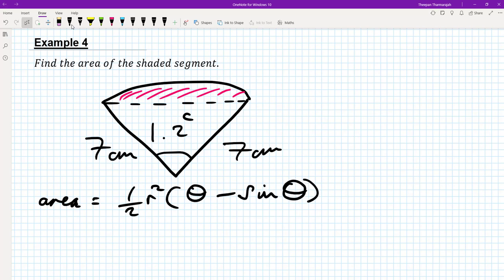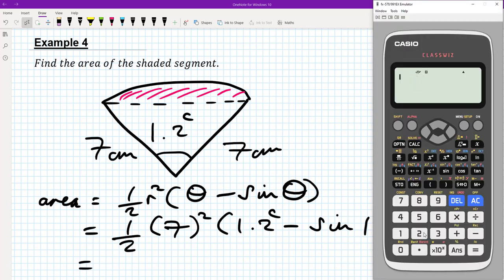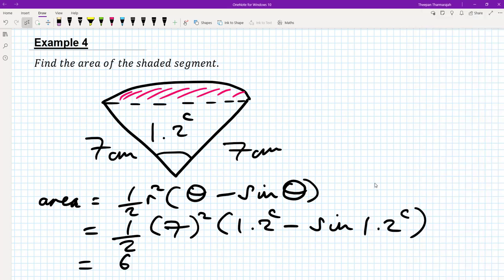So in our case, we can say half times the radius is 7, so it's 7 squared times 1.2 minus sine 1.2. Please make sure you're in radians mode in the calculator. So we could type that straight in: 0.5 times 49 times brackets 1.2 minus sine 1.2. So that will give us the following value of 6.57 centimeters squared.